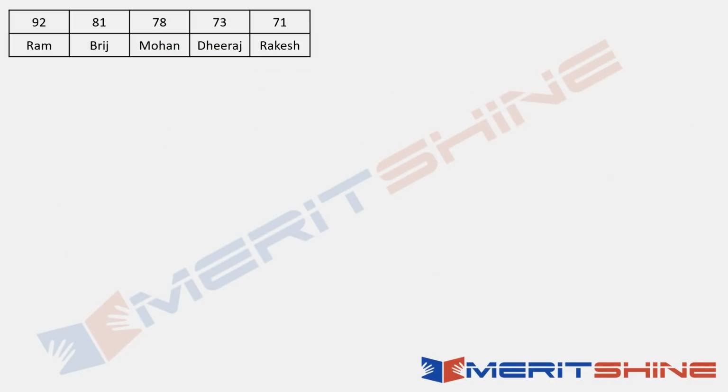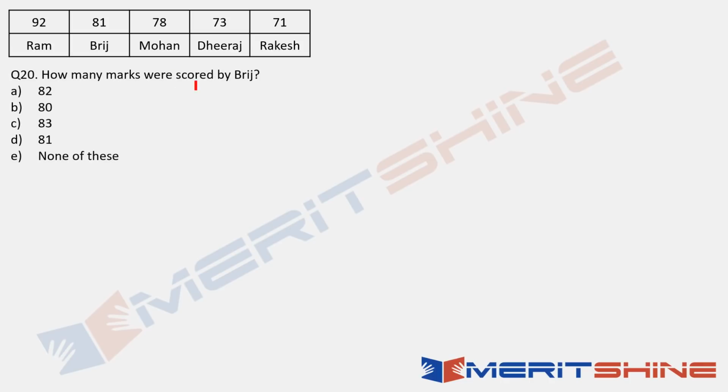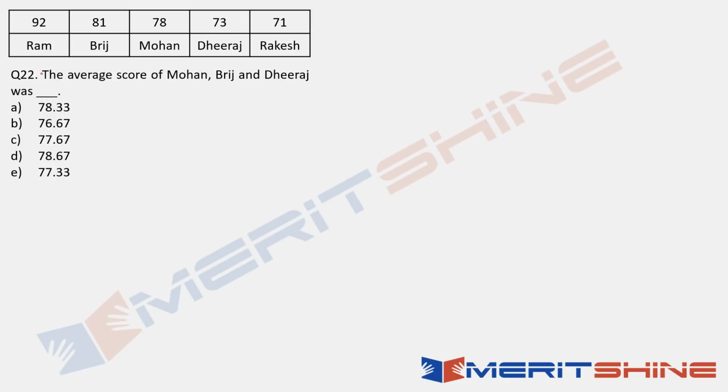So I've just done this. How many marks were scored by Bridge? Bridge is this 81. So that's option D. What was the score of Dheeraj? Dheeraj is 73. Okay, the average score of Mohan, Bridge and Dheeraj. So Mohan, Bridge, Dheeraj, this is 81, 78, 73. Do it by observation. 81, 73, middle number is 77. This is 1 more than 77, 78. Divide 1 by 3, so that becomes 77.33. Add them up, divide by 3, whatever way you feel comfortable.